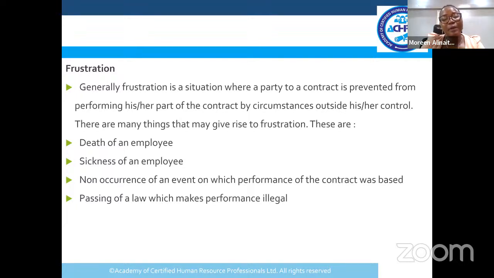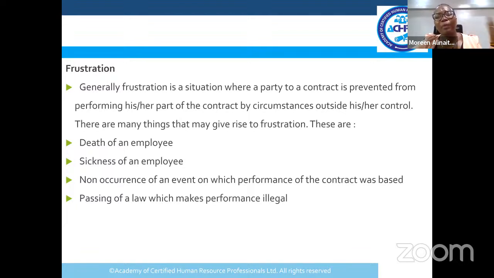Passing of a law which makes performance illegal. Let's say, for example, the other day when we had the election campaigns, we had a candidate who was saying they are going to legalize some things. Let us say he had become president and legalized those things he said he wanted to legalize. Then many people get employed in that sector. Then another president comes and makes the things illegal and bans them and cancels everything.